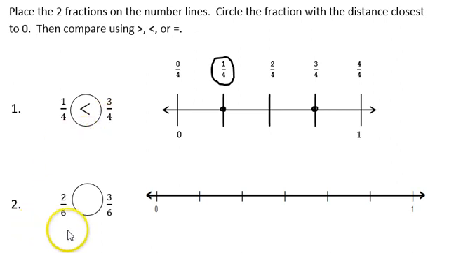I go on to question 2. I'm comparing 2/6 and 3/6. Again, I have a number line that's representing one whole. That whole has been divided into 6 equal sections. To find the 2/6 point, I would count over 2 of those sections. So this point is 2/6. To find 3/6, I need to count over 3 sections. So there's 1, 2, 3. So this point is 3/6. The 2/6 is closer to 0. So 2/6 is less than 3/6.